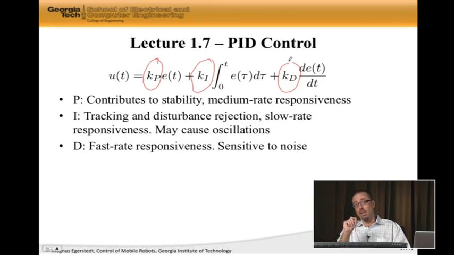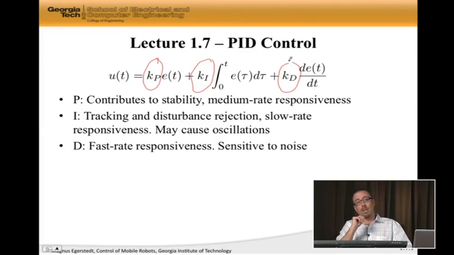Now, there is a little caveat to this, and that's that the derivative is sensitive to noise, because if you have a signal that's noisy, then if you compute the derivative of that signal, you're going to get rather aggressive derivatives that don't necessarily correspond to what the non-noisy signal would be. So you have to be a little careful with the D part, and making KD too large is typically an invitation to disaster because you're overreacting to noise.